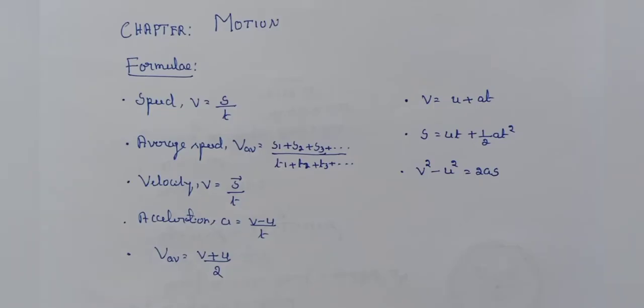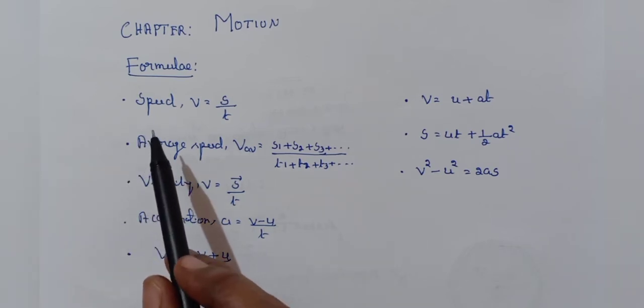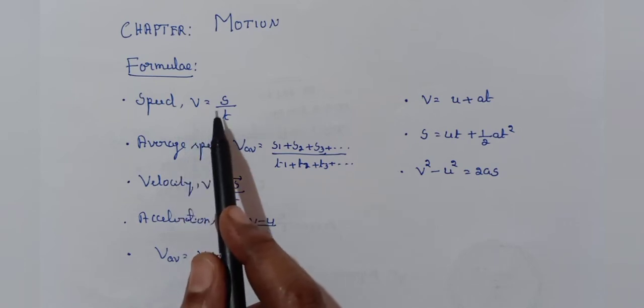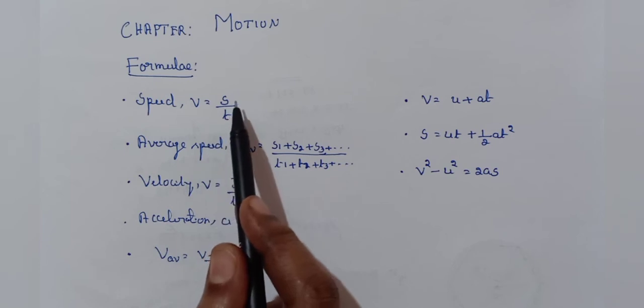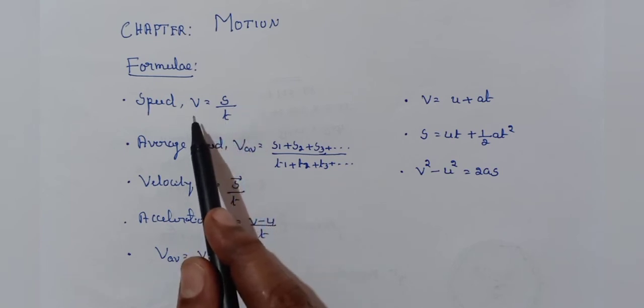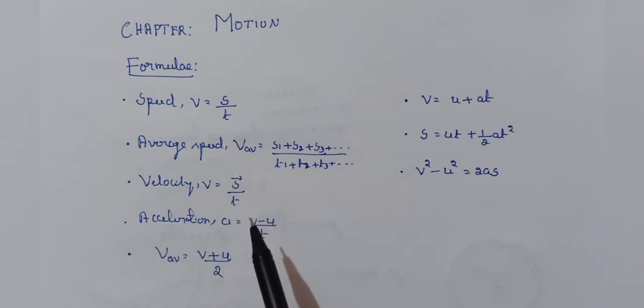Good morning, children. Today, let us start the numericals. Before we start the numericals, let us recall the formulas. The speed of the object is equal to the distance travelled by time taken. That is, V is equal to S by T. V represents the speed, S is the distance and T is the time taken.